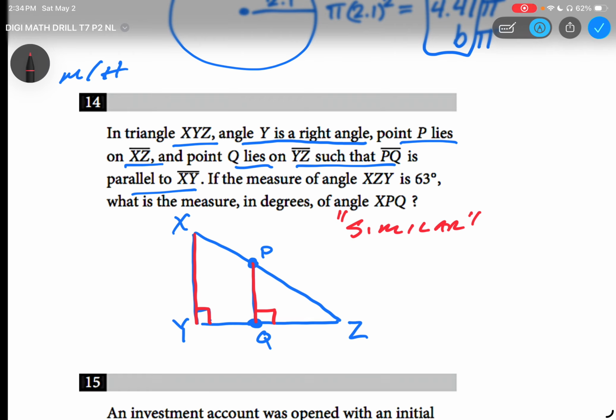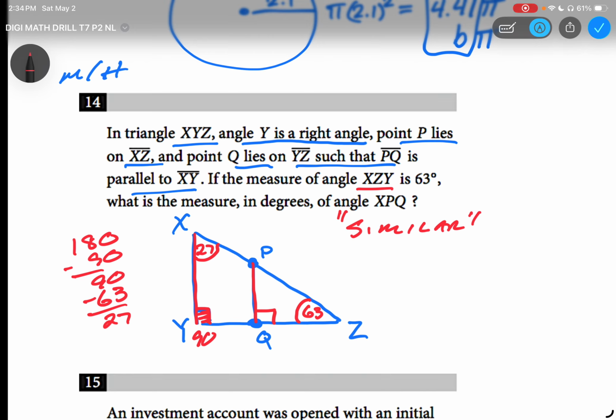Now, they said the measure of angle XZY, and be very careful, XZY is going to be this angle right there. They're saying that that is 63 degrees. Cool. Now, remember, we've got our 90 degrees already built in. So for the big triangle, what would angle X have to be if we already have 90 degrees and 63 degrees? How many degrees do we have in any triangle? 180 degrees. So if I subtract the 90, we would have 90 degrees left over. Then I would subtract the 63. 90 minus 63 equals 27. So this angle must be 27.